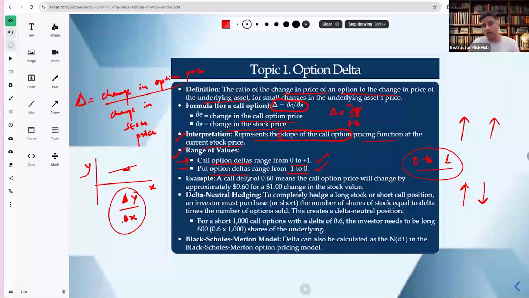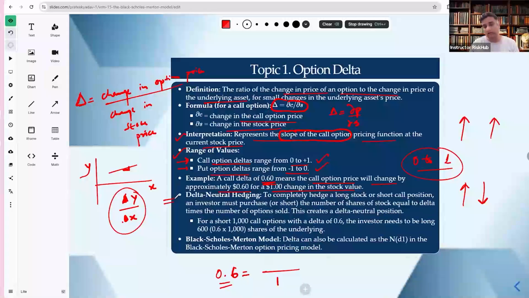Example is very important. The call delta of 0.60 means the call option price will change by approximately $0.60 for a $1 change in the stock value. Makes sense? 0.6 is the delta, which is change in the option price divided by change in stock price. If I take 1 here, it means the change in the option price for $1 change in the stock price is 0.6, right? So it's a simple representation, just the explanation of the formula.